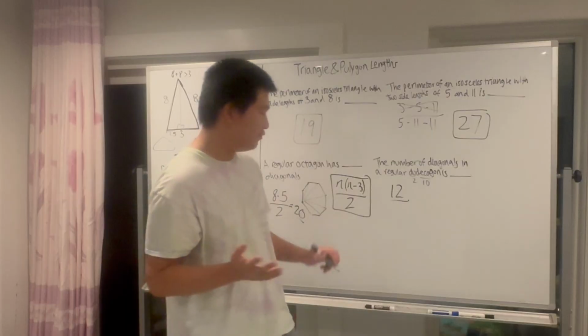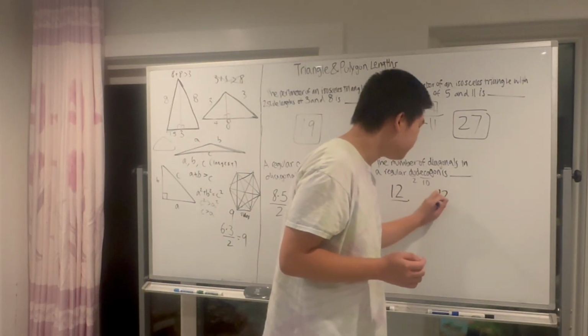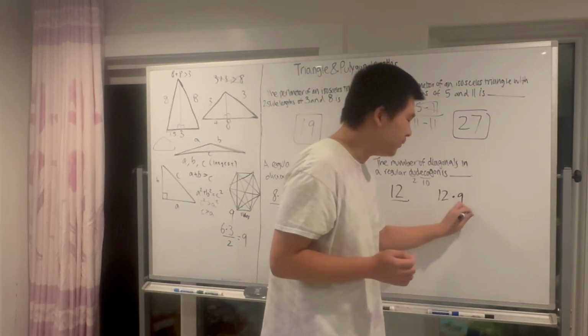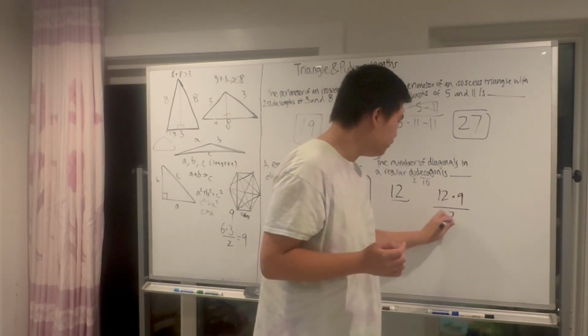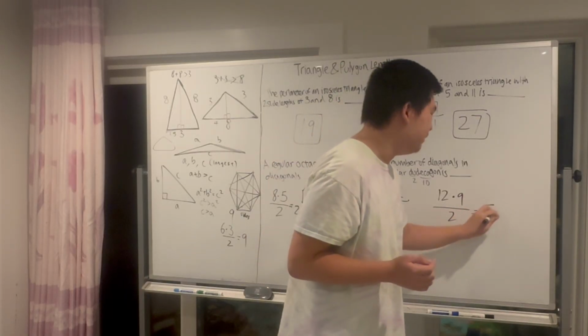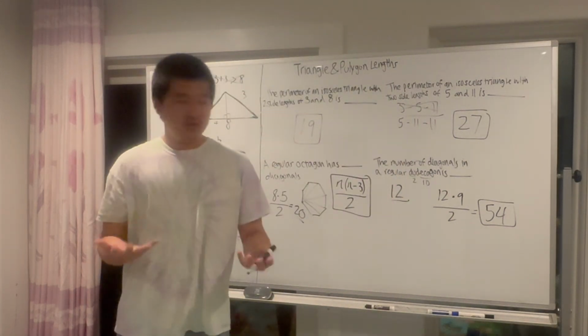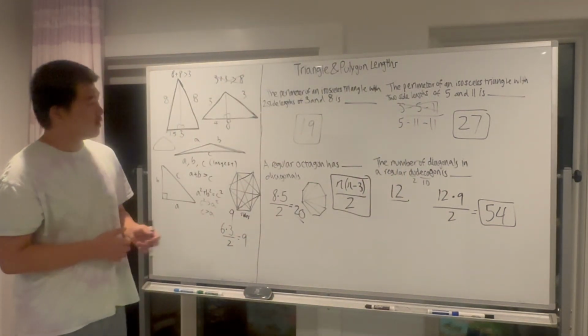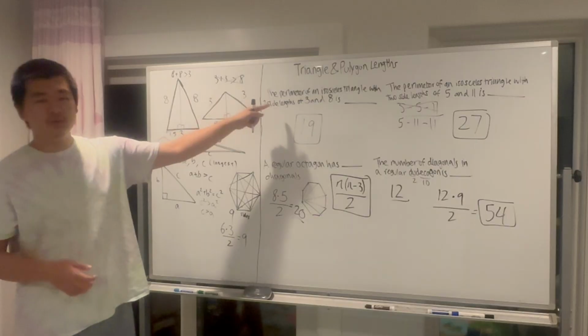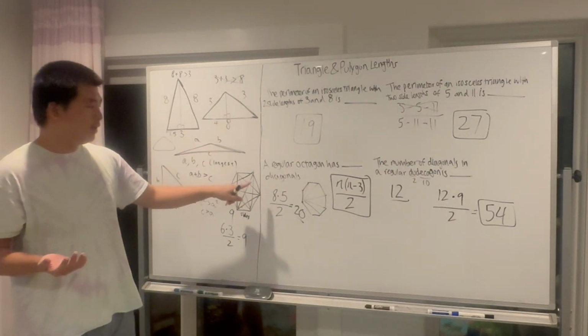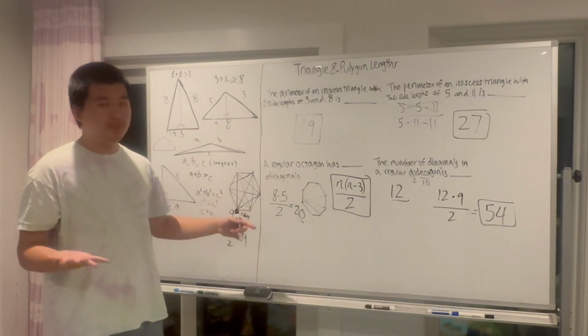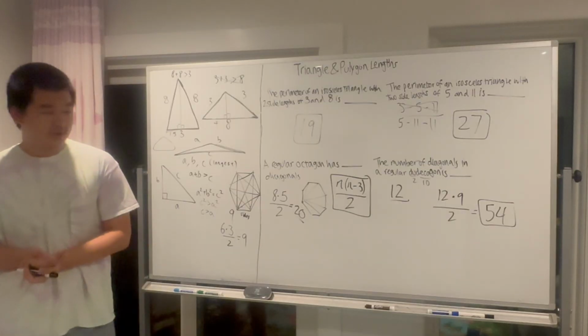Let's just plug it into the formula. It's 12 times 12 minus 3 is 9 over 2 is 54. And that's all there is to it. So in this video, we covered 2 different kinds of problems. One about isosceles triangles using the triangle inequality, and one about diagonals in regular shapes using some basic combinatorics.